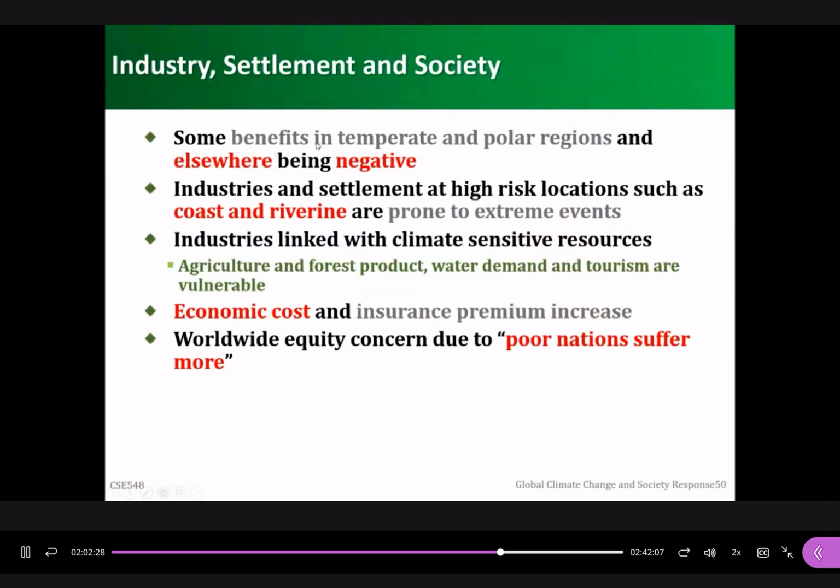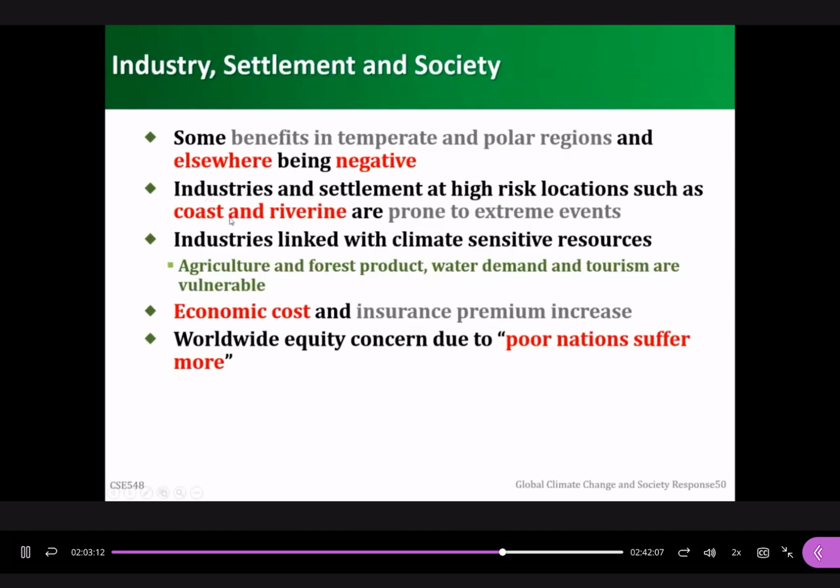There are some benefits for the temperate and polar regions as well. For other areas, the effects are negative. So why are the effects beneficial for polar regions? Because nowadays the Arctic area or the polar regions are covered by ice. Possibly in the future, the melting of the ice there may create some new regions for people to build cities.